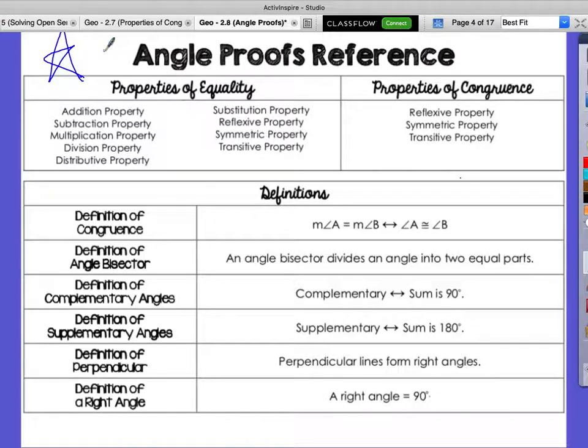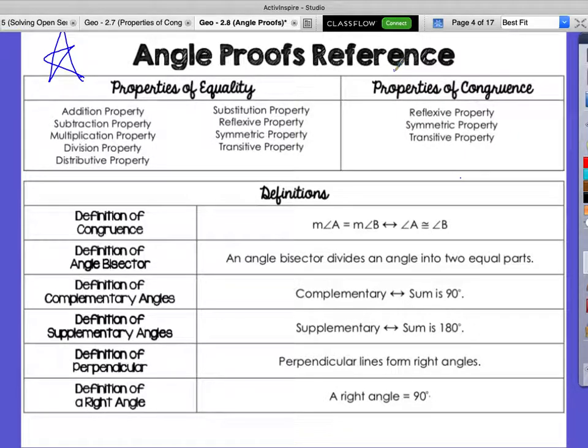As well as our segment proofs reference we had before. It literally says reference in the name, meaning we should reference back to it. Okay? So here we have listed all of our properties of equality that we've covered before. We have our properties of congruence we've covered. And then we have some definitions, okay?